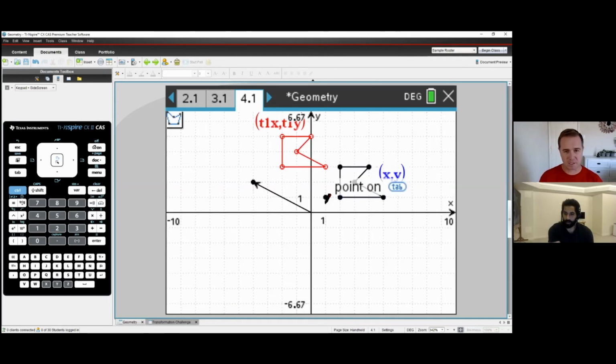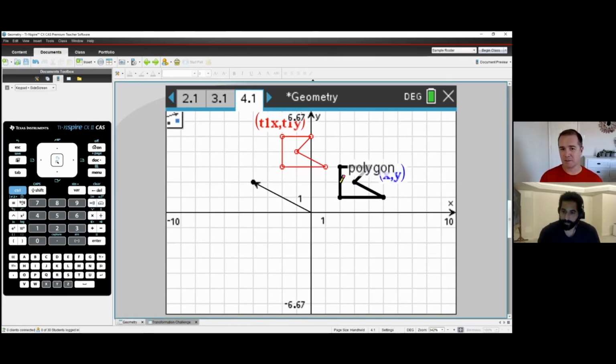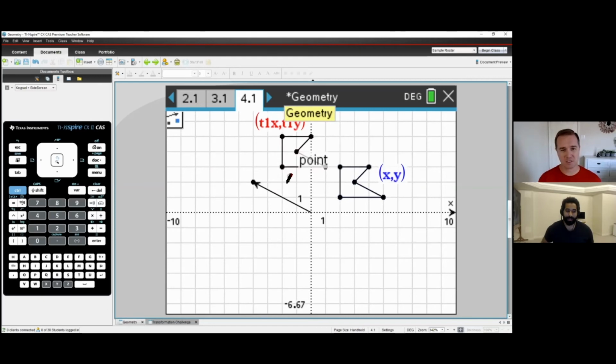Okay. And we're going to take that polygon and we're going to do that translation that you have given me to do. And look at, lo and behold, it maps it directly on top of this one here. So the first one was a translation. Right. And we know it's a translation because all the points moved the same distance and in the same direction. That's perfect.